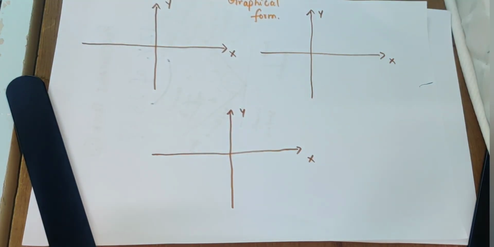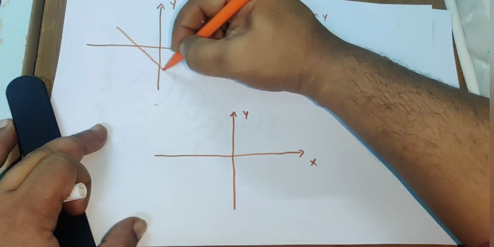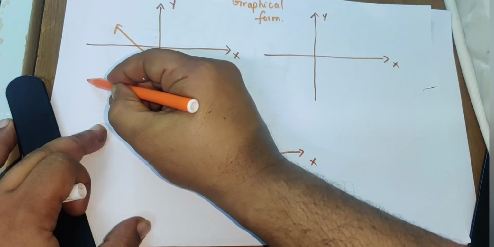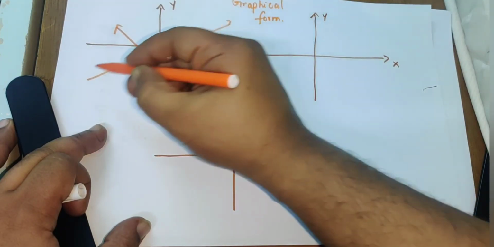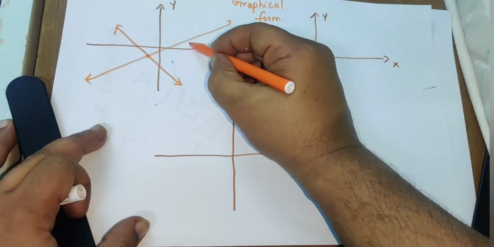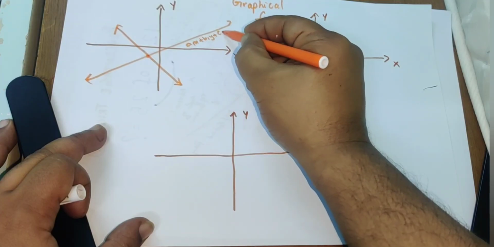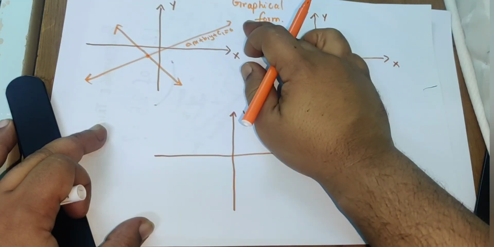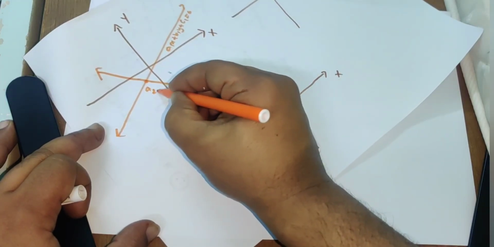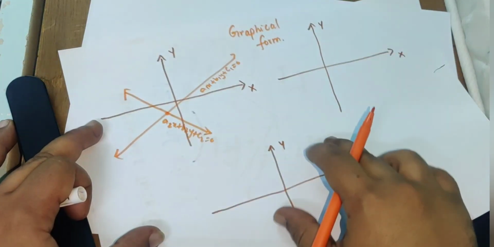As you can see, if you plot the solution of the two equations intersecting at one point, for example, here a1x plus b1y plus c1 equals 0. This is one equation, and here a2x plus b2y plus c2 equals 0, and this is another equation.